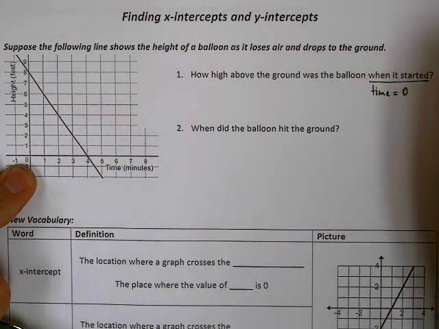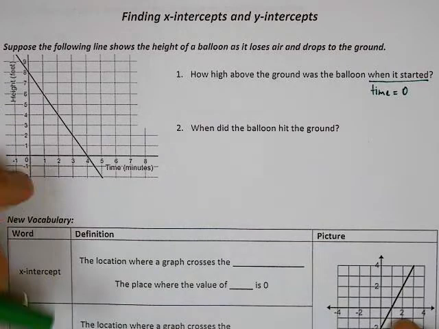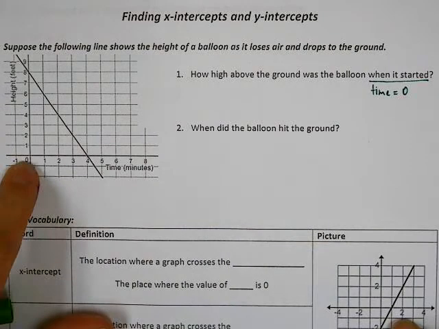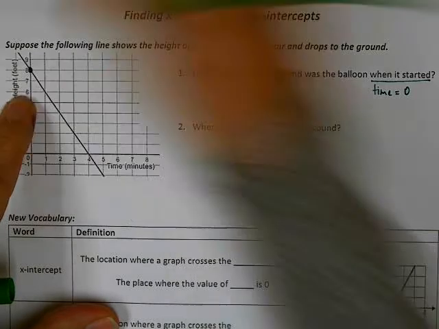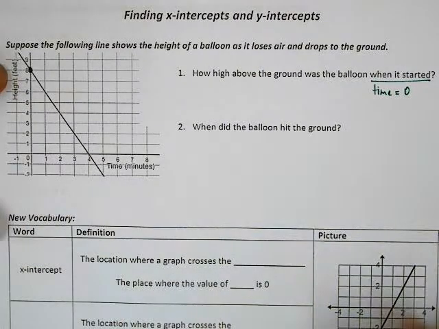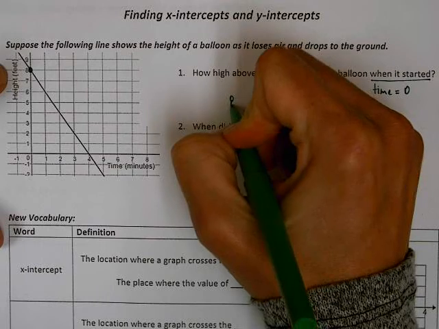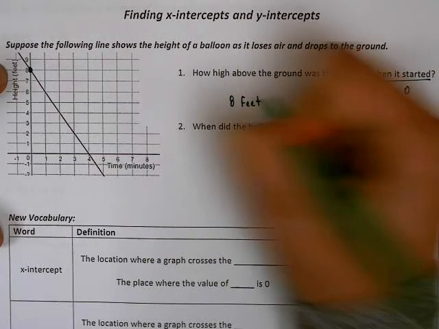was equal to 0. Right? So at the beginning, my time was 0. So if I look when time was 0 and I follow up to my line, I'm looking at this point right here. And that tells me that the height was 8 feet at that time.